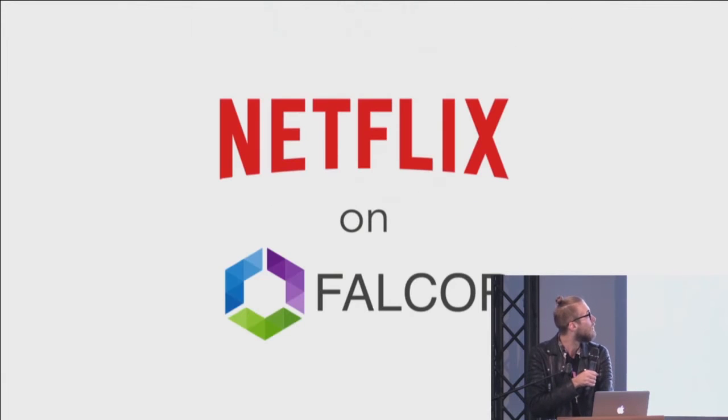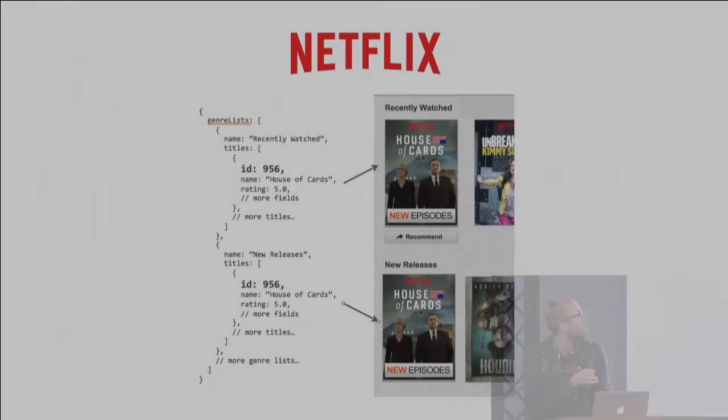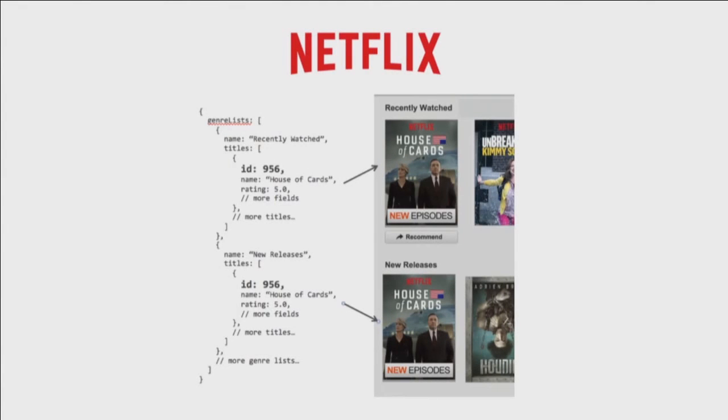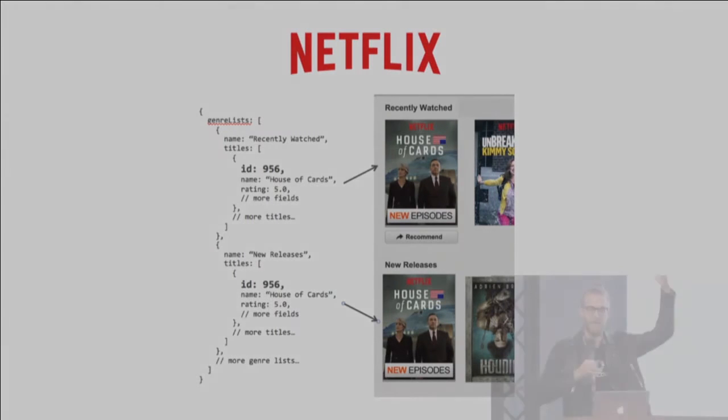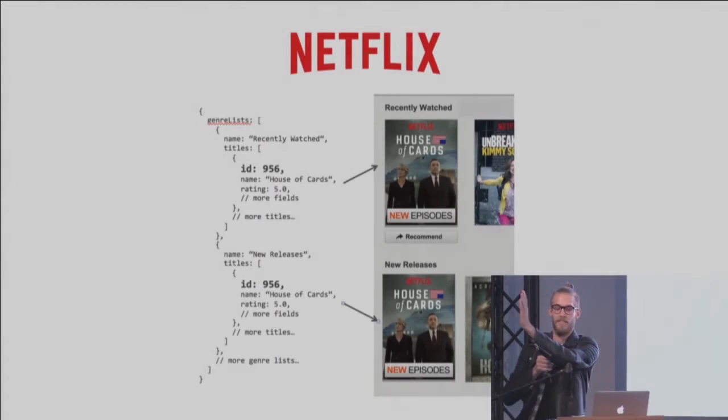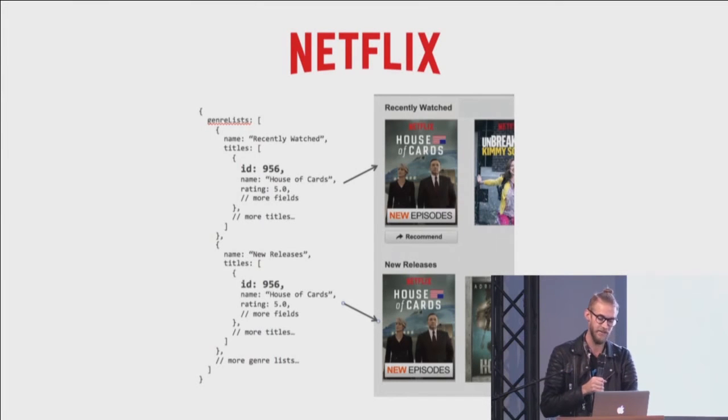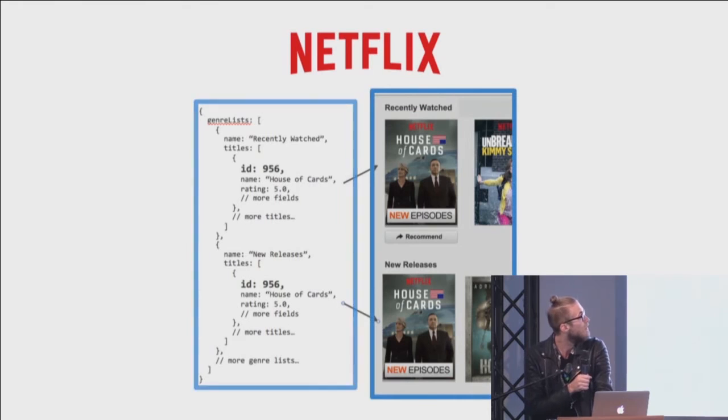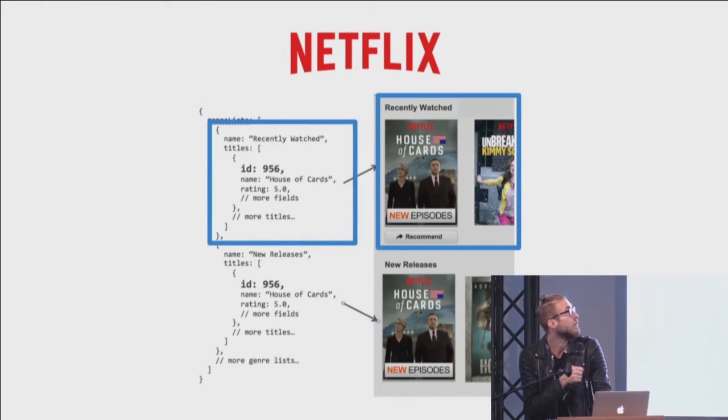So what does Netflix look like on Falcor? It doesn't look like an omelet, I'll tell you that. The Netflix domain model is ultimately a list of lists. It's just a list of lists. They call it a LOLOMO. Each list contains titles, and each title has little bits of information about the movie that you're looking at.